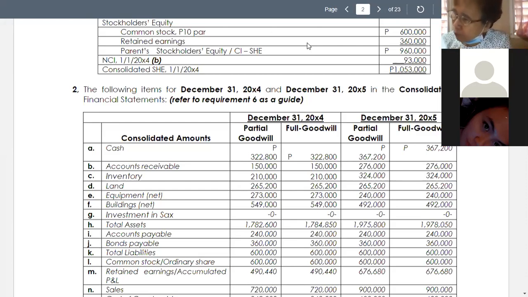If we are now using the full goodwill basis, the total amount of goodwill is 15,000 full goodwill. Then we have the partial goodwill amounting to 12,000. So you get the difference of 3,000. And then we deduct the impairment loss attributable to the non-controlling interest. So we have the difference between the partial goodwill approach and the full goodwill approach in the amount of 2,250. That is if we adopt the full goodwill approach.